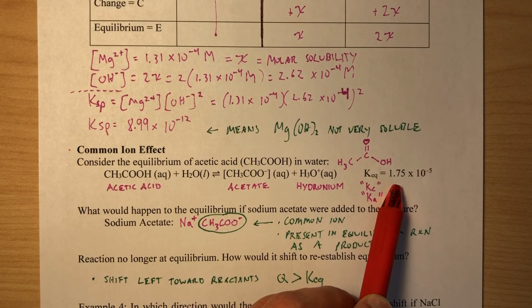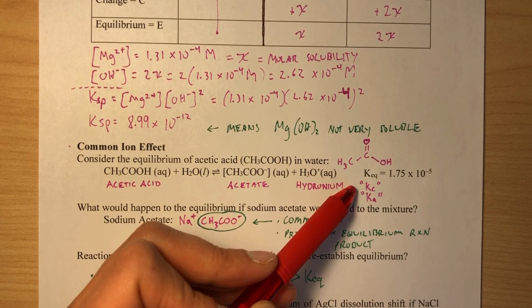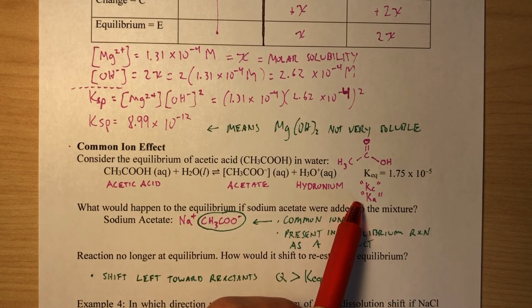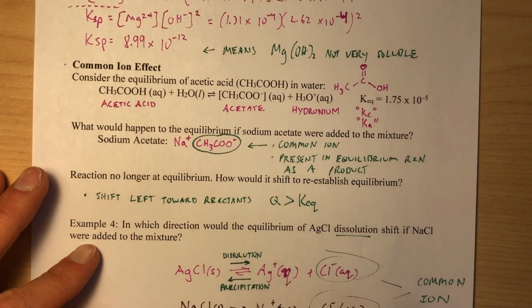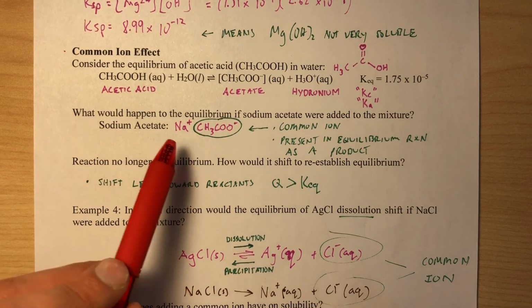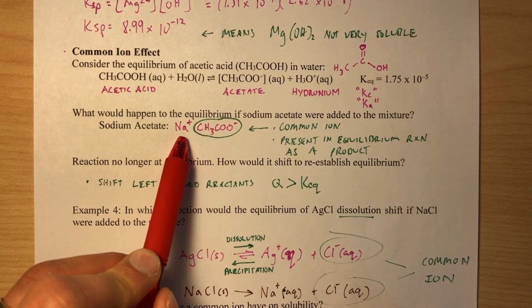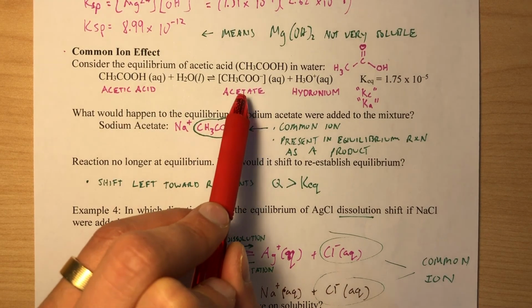Again, anytime that we are using an equilibrium constant for things that are in solution, I'm just going to call them KEQ. Sometimes you may see it as K sub C, which is the concentration. This situation is actually an acid-base reaction, so you could also call it Ka, which we'll get to later in the semester. What would happen to the equilibrium if sodium acetate were added to the mixture? Sodium acetate has the following structure, formula, which is sodium ion and acetate, the conjugate base of acetic acid, CH3COO minus. That is a common ion to the equilibrium that's in question.